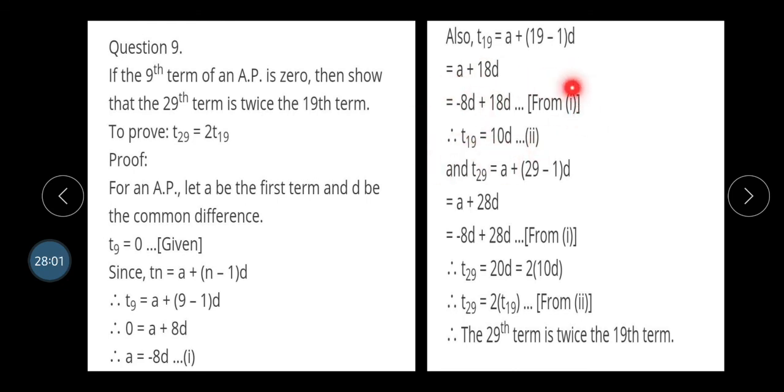Can you see over here? 10D, and this became 20D. This is T19 and this is T29. So they wanted just the twice, and that is just the twice. So we have proved it. T29 is equal to 2 times T19, from the second equation. Therefore the 29th term is twice the 19th term.